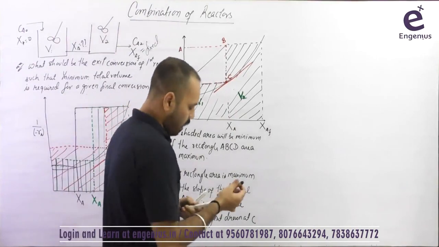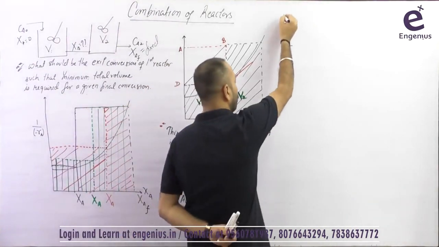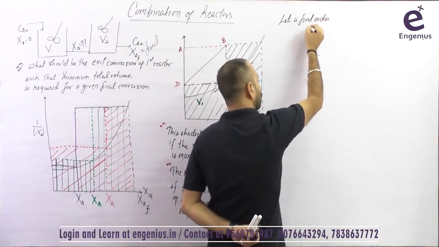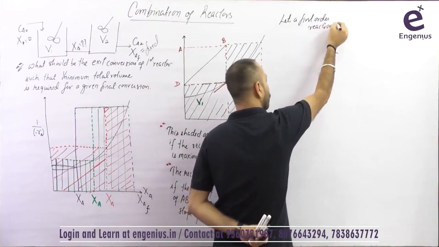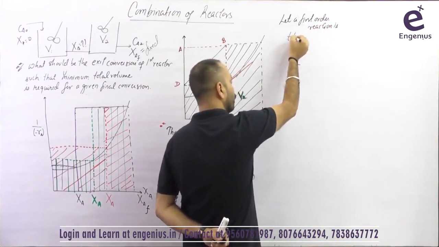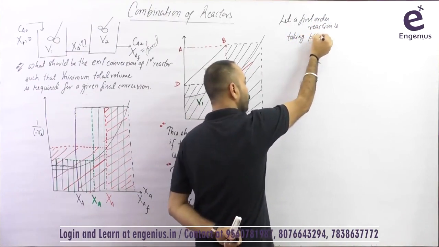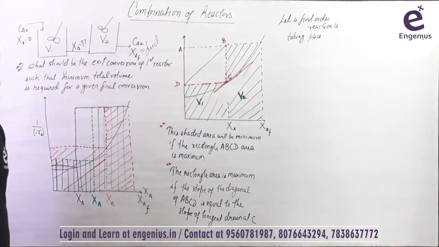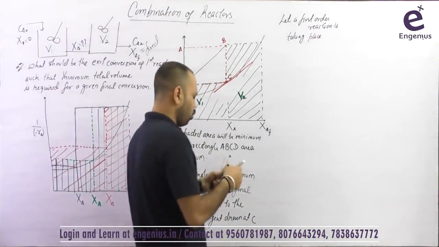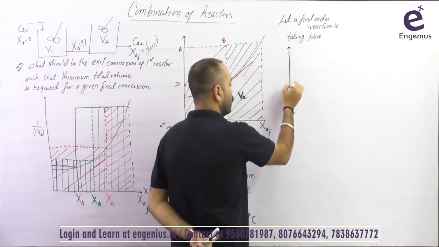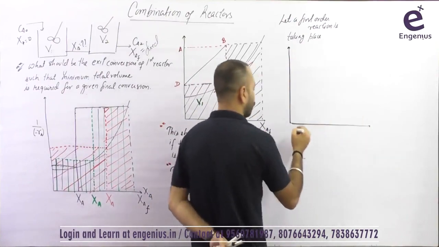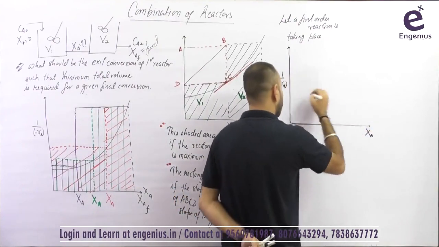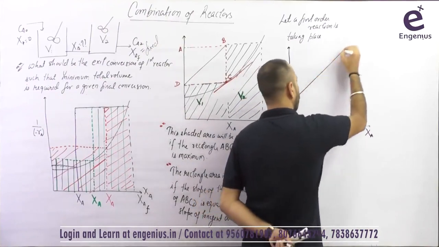Suppose I am taking a first order reaction. Let a first order reaction be taking place. And then can you make the 1 by rate versus conversion graph? Rate versus concentration, or 1 by rate versus conversion graph, for a first order reaction. I hope you are able to make this graph. 1 by rate versus conversion. If you try to plot, it is going to give you a linear line like this.